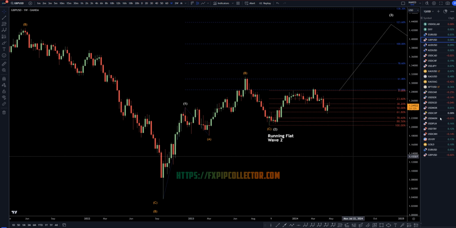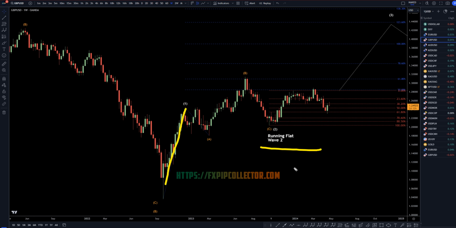Heading down to the weekly time frame, I'm still looking at this first push up as a wave 1. I still think this is a running flat wave 2. I think that would make this a wave 1 of 3 and this right here a wave 2 of 3. Whether or not the wave 2 is over, I guess is debatable. I think today's news should help confirm whether the wave 2 is over or not. And I still think eventually it is going to go up and make that big wave 3.